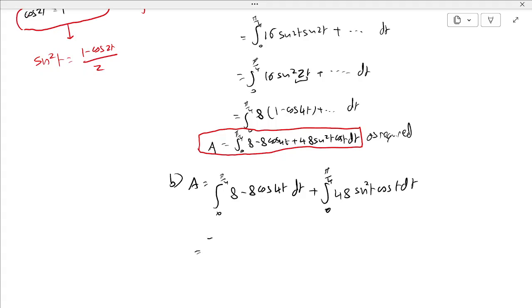So 8 integrates to 8t. 8 cos 4t will come to 8 sine 4t over 4. And there's a minus sign as well. And divide by 4, by this sort of reverse chain rule, or f of ax plus b sort of idea.